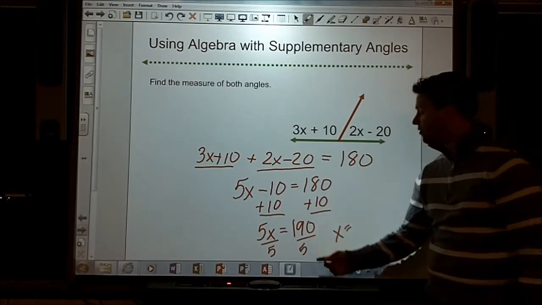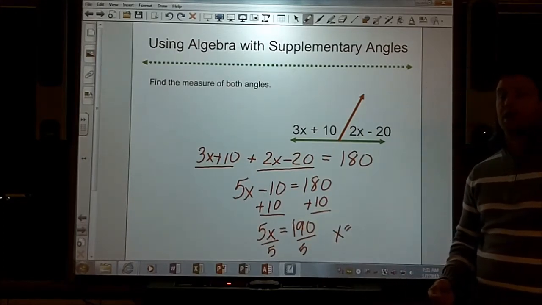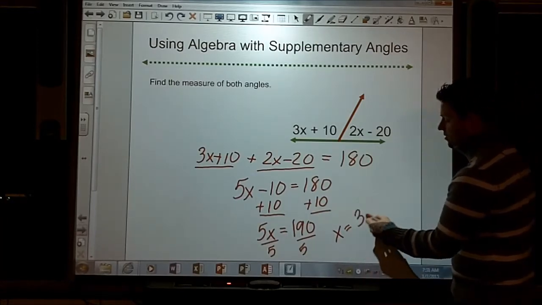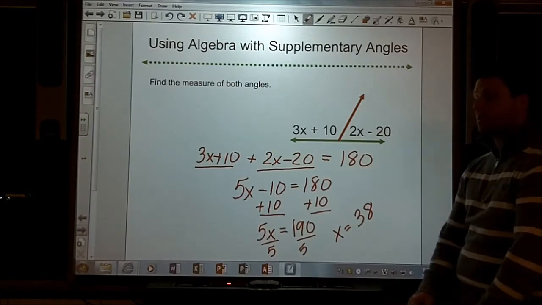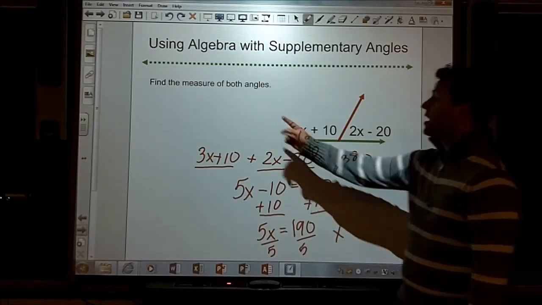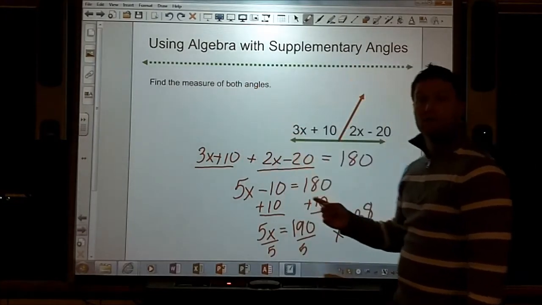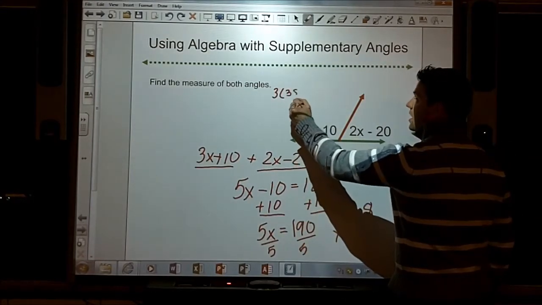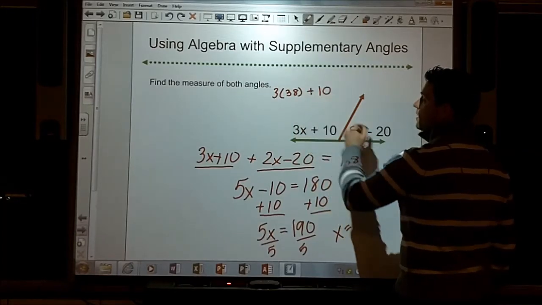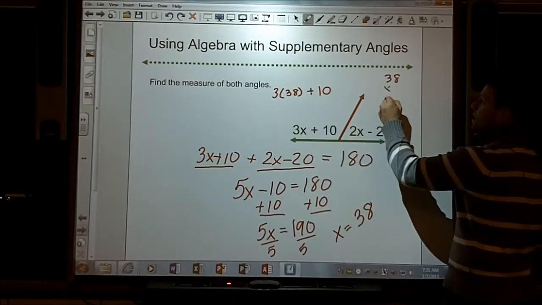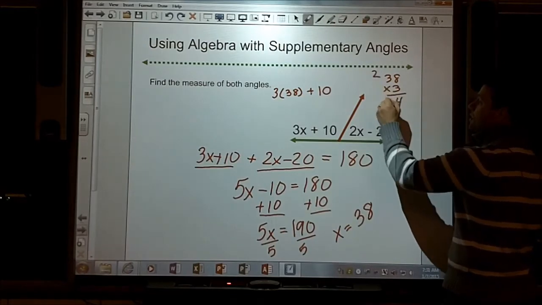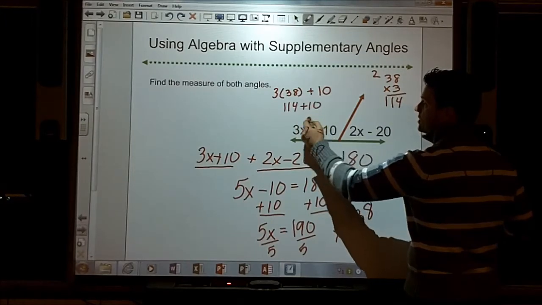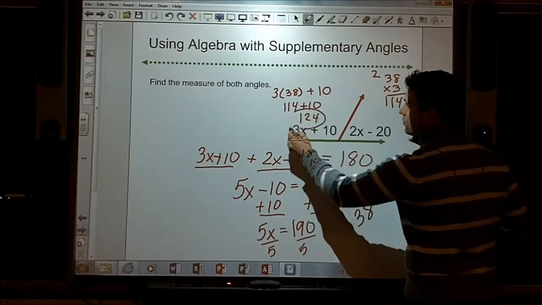Okay, if that was 200, 5 would go into 200 40 times. So it's got to be 2 5s less than that. So I'm going to say it's 38. Okay? Now that doesn't give me my answers. They want to find the measure of both angles. So I go back in here. 3 times 38 plus 10. Okay? 38 times 3 is 114. Plus 10 is 124 degrees.